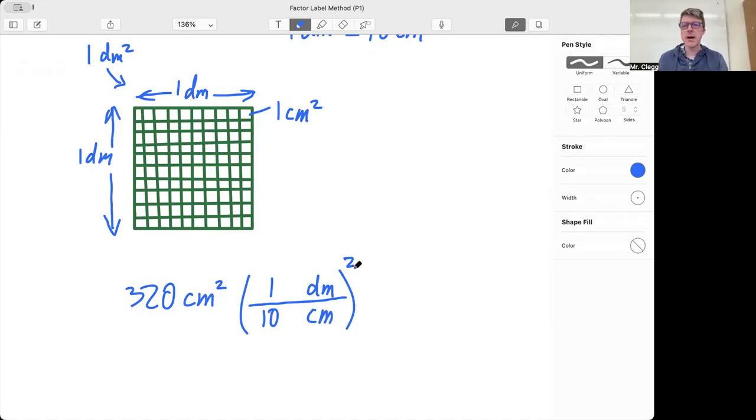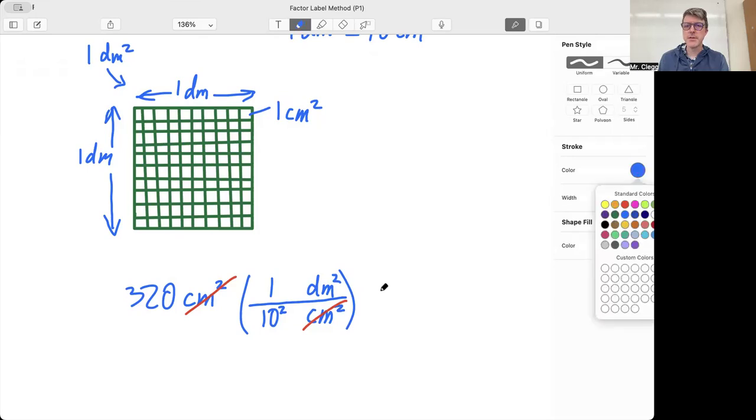And when we square that, we can replace that with squaring the 1, which we don't have to do because it's 1. Square the decimeters, square the 10, and square the centimeters. So we're squaring everything. I didn't write the 2 on the 1 because we don't have to square 1. Now we can cancel out square centimeters because we've done our job there of canceling that out.